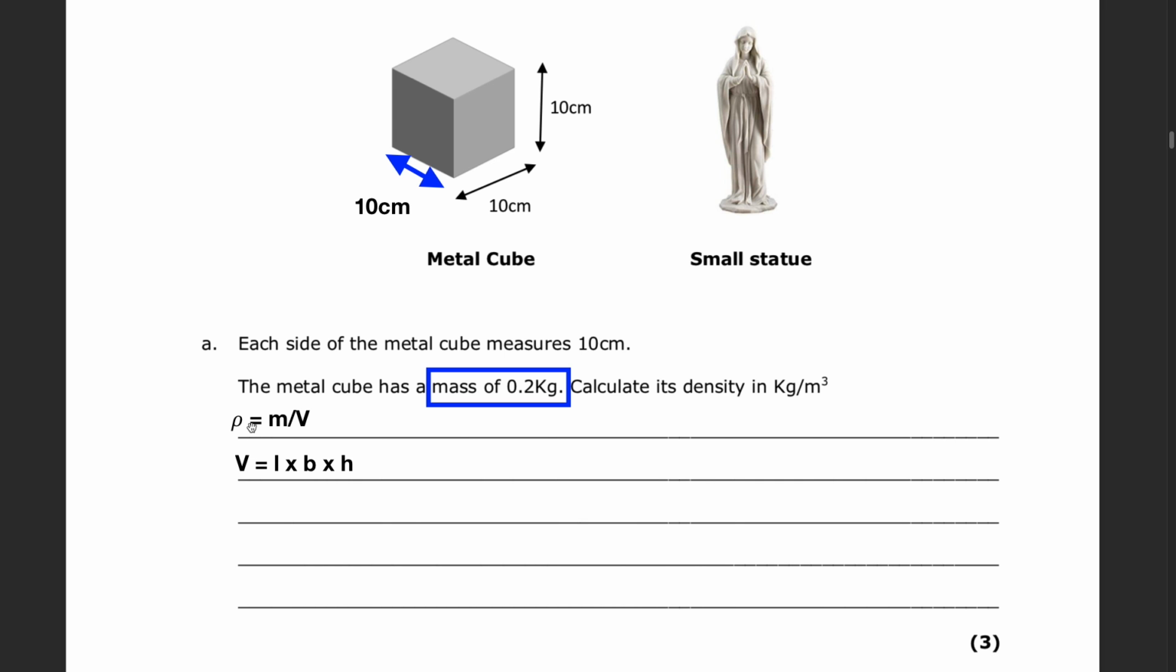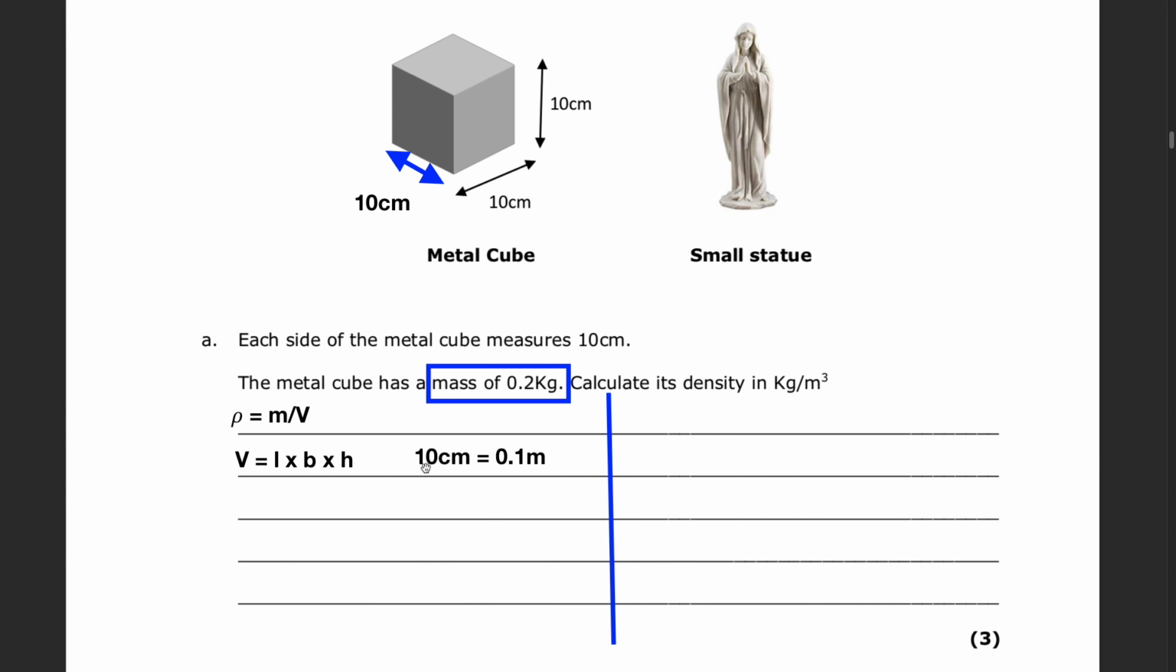Or else, we can work out the volume using 10 centimeters, find the answer in centimeters cubed, and then convert it to meters cubed, and finally calculate the density. So I will be working it out using both systems. So let's split the page in two. So 10 centimeters equals 0.1 meters. So the volume is going to be 0.1 times 0.1 times 0.1, which will give us 0.001 meters cubed.